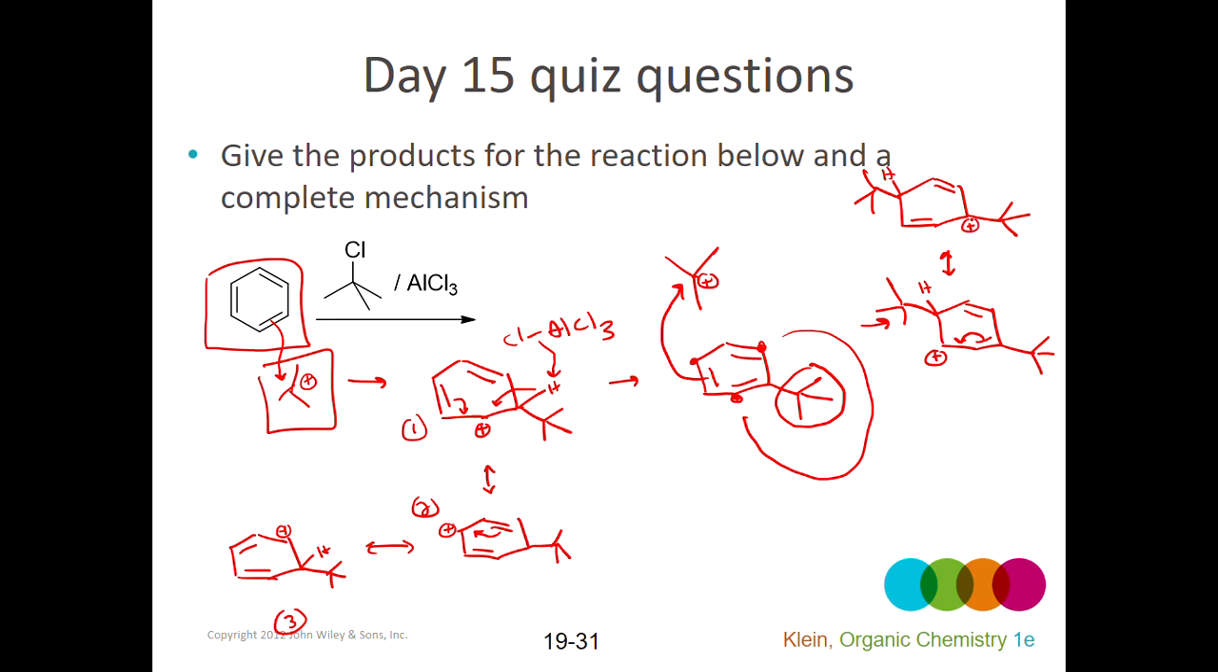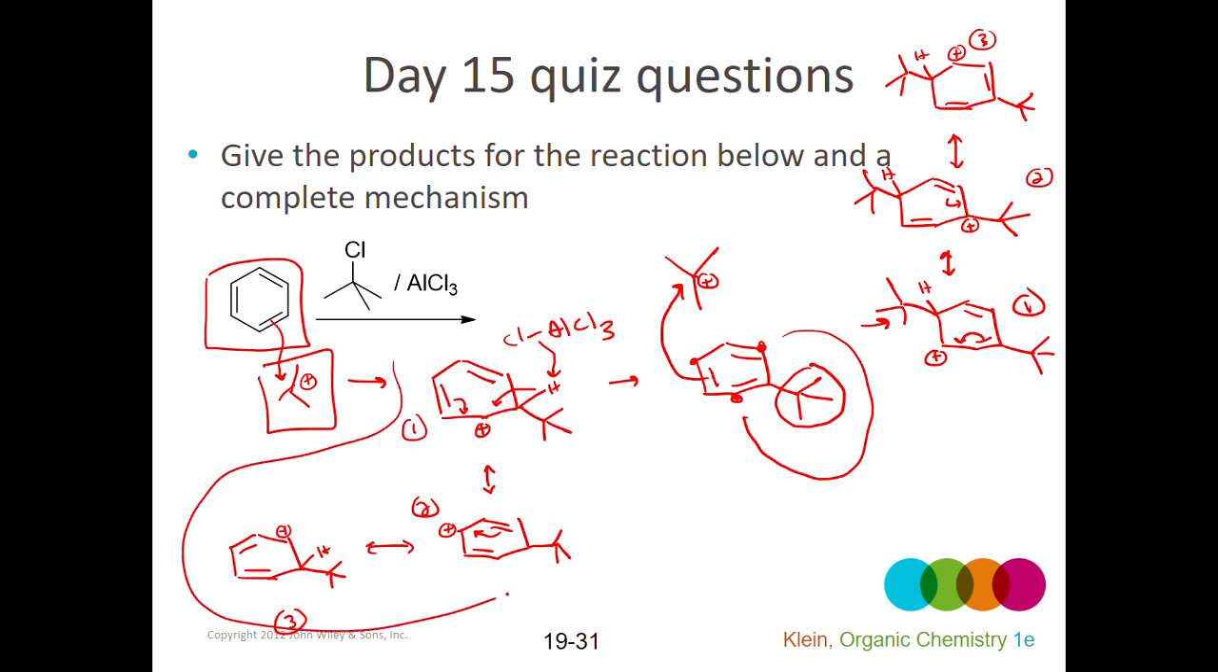That'll give me a carbocation here. 1, 2. And this pair could shift over, which would give me the third resonance contributor. So what am I noticing here? Well, the first step requires this ring to attack this tertiary carbocation and form this intermediate.